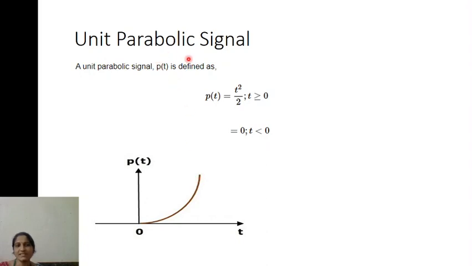Unit parabolic signal. The unit parabolic signal is defined mathematically by the equation p of t is equal to t square by 2 for t greater than or equal to 0. For positive values it is t square by 2, and for t less than 0 it is equal to 0. In this graph you can see that only for positive values of t you get the parabolic signal, and for negative values you will have 0.